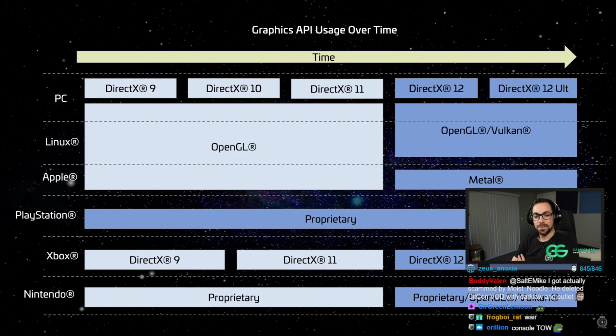So you can see now how graphics APIs have changed over time. We're of course in the more modern section where Vulkan is on feature parity, essentially, with other APIs such as DirectX 12 Ultimate.